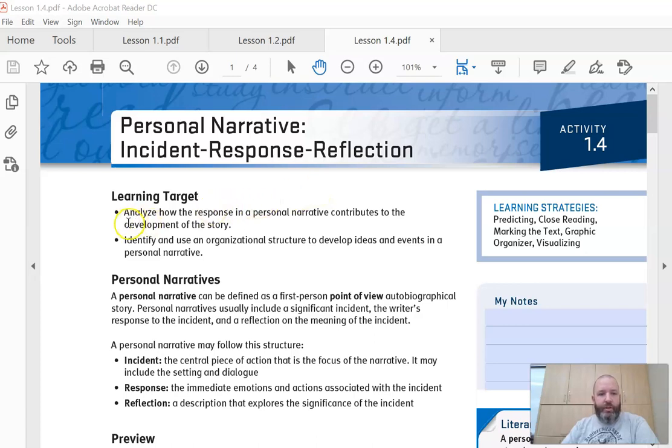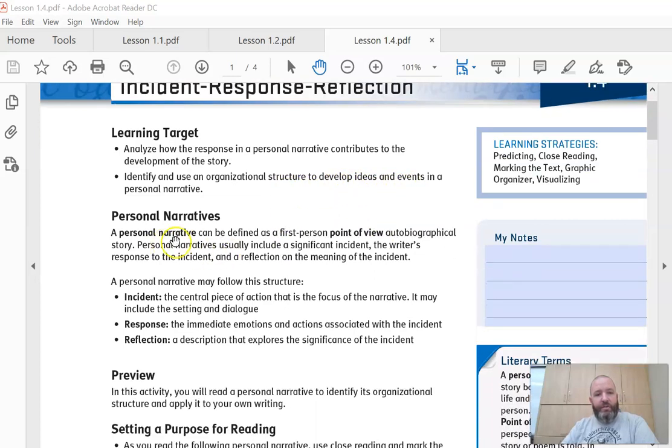So our learning targets for today: we're going to analyze how the response in the personal narrative contributes to the development of the story, and identify and use an organizational structure to develop ideas and events in a personal narrative. Okay, so it gives us the definition here of what a personal narrative is, and it also tells us what a first-person point of view autobiographical story is. That's a lot of words there.